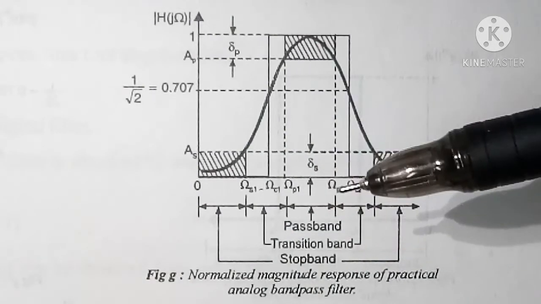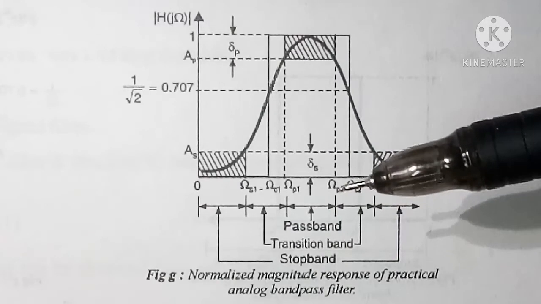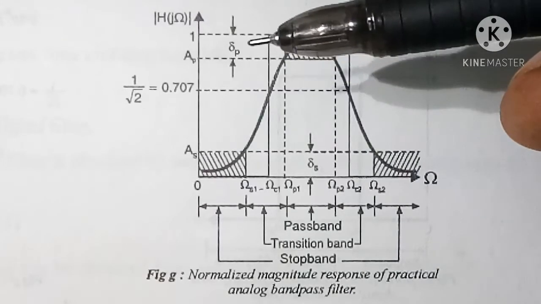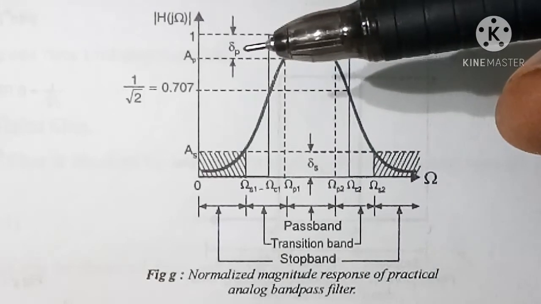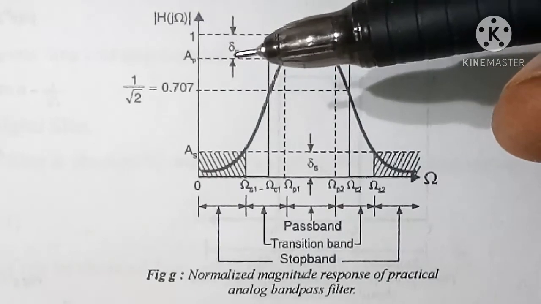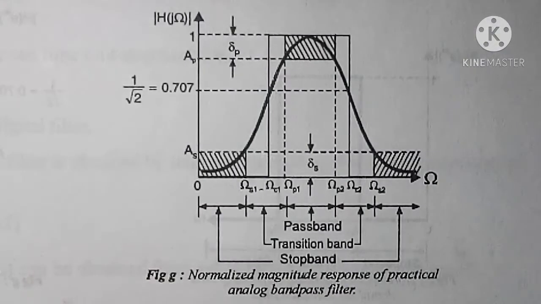In the range of frequencies from omega p1 to omega p2, that is in pass band, the ripple is delta p, and here also delta p and AP are related as AP equal to 1 minus delta p.